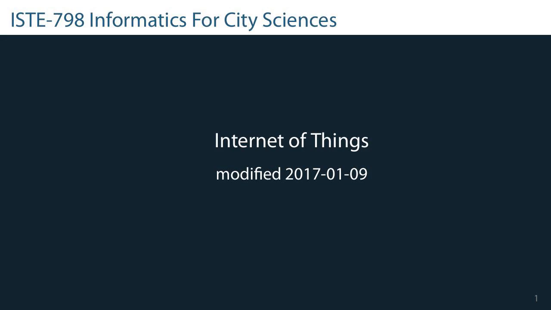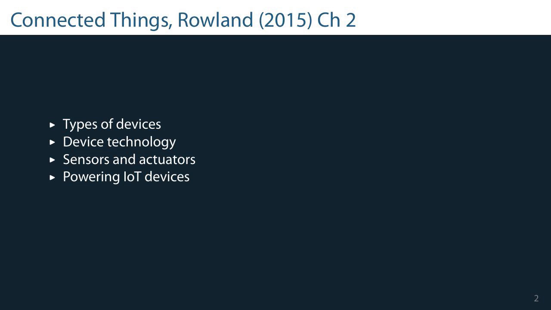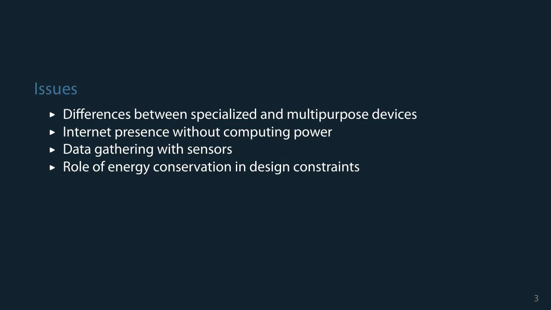Internet of Things with the emphasis on things. We're going to discuss 4 topics pretty much in the order they come in the Rowland 2015 book, Chapter 2. The types of devices, the device technology, the sensors and actuators, and the issue of powering IoT devices. The issues that we'll talk about today are the differences between specialized and multipurpose devices, the concept of an internet presence without computing power, data gathering from the physical world with sensors and influencing the physical world with actuators, and the role of energy conservation in design constraints.